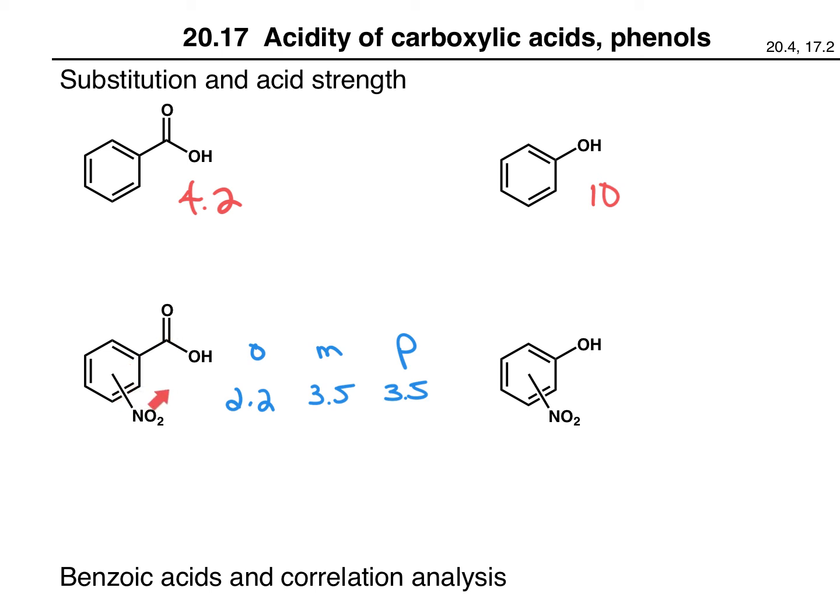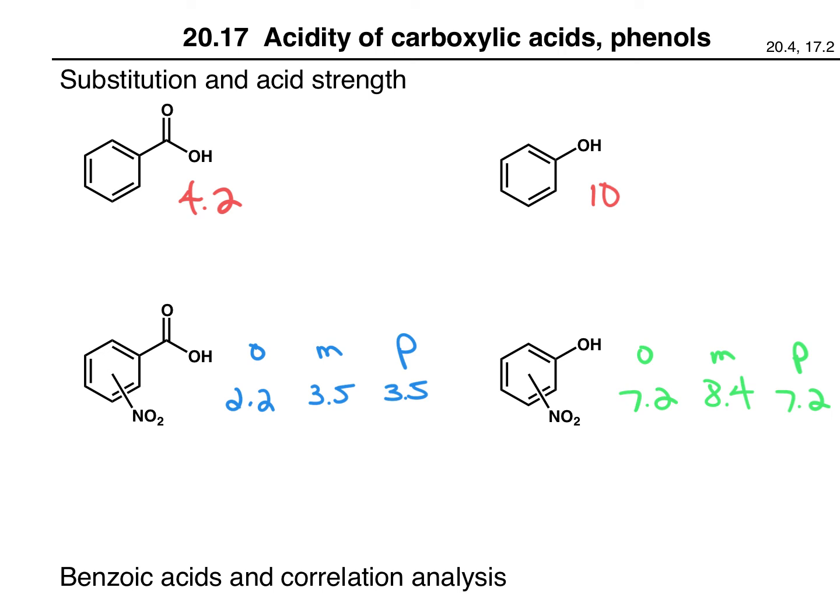When the nitro group is in the ortho position, it is closest to the reaction site, and so this has the biggest impact on the pKa. When the nitro group is in the meta position or the para position, now this is further away from the reaction site, and so it has less of an impact. When we think about phenol, nitro substituted phenol, again ortho, meta, and para. Ortho has a pKa of 7.2, meta is 8.4, and para is 7.2.